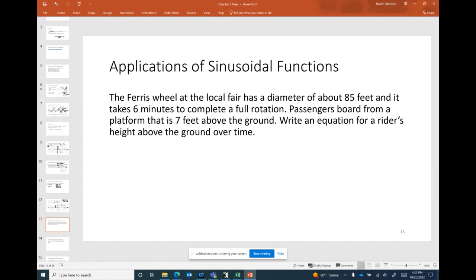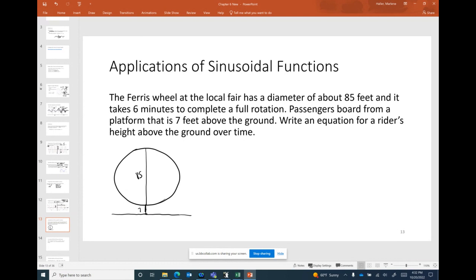All right, well, let's see. Let's draw a little diagram. So here's the Ferris wheel. It has a diameter of 85 feet, so there's the diameter, 85 feet. And it's got this little platform that's 7 feet above the ground. So that's 7 feet, and then here's the ground. Rough diagram just so we can see what's going on. People get on, they go around, they might go around a few times.